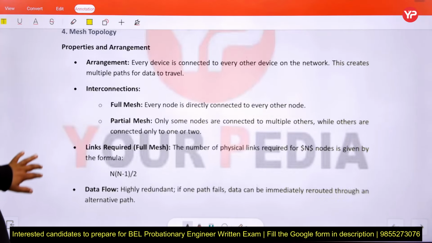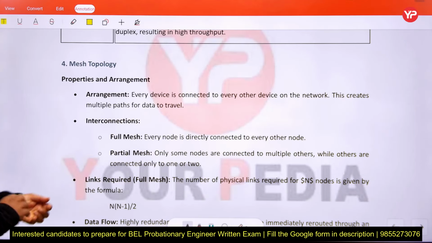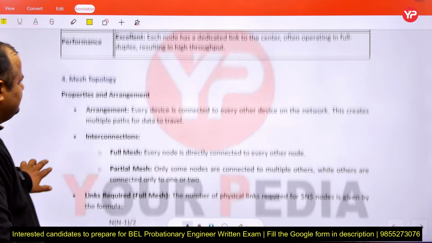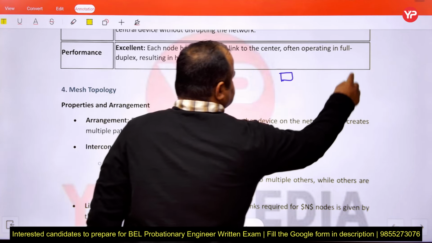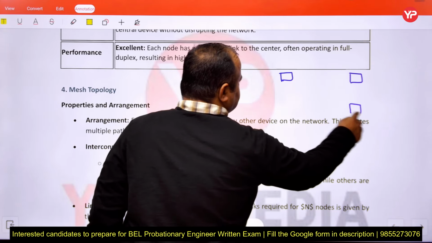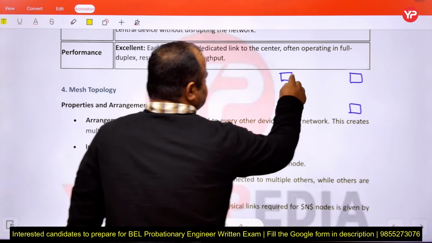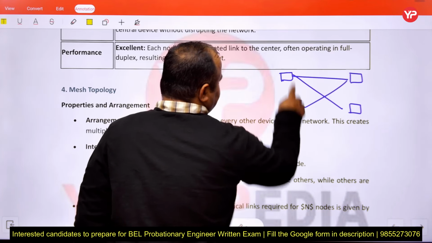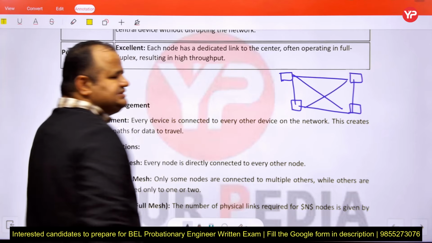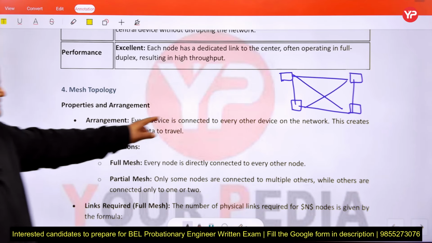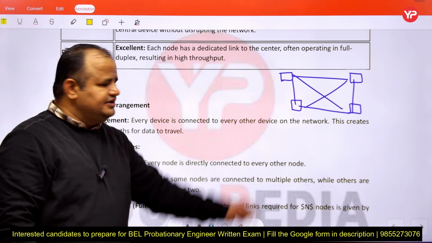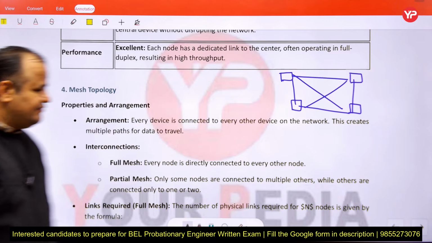Now the next one is mesh topology. Now see, as the word suggests, mesh: we have one system, second system, third system, fourth system, all connected with each other. So the maximum number of wiring or cables is required. Every device is connected to every other device. That's the key point.